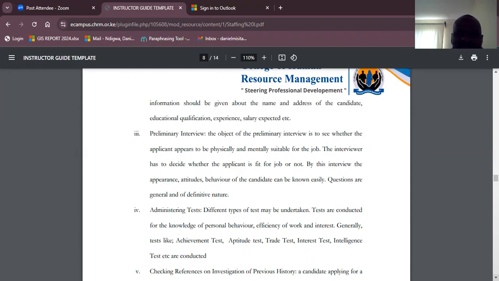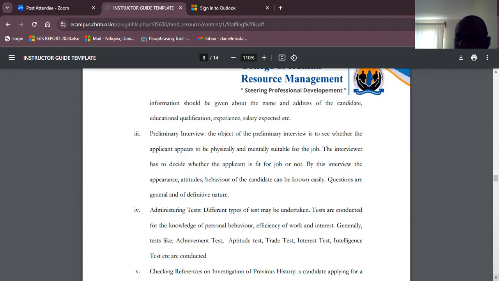So then the other step is a preliminary interview, where you can decide to have an oral interview. The main focus of the interview basically is to get the suitability of the candidate for that position, either in terms of physicality or mentality for the job. Remember, when you have a one-on-one interview, it is very easy for the interviewer to understand the character of the person being interviewed. So the preliminary interview is very important because it helps you understand the attitude and behavior of the candidates more easily. And you can also ask as many questions as you want for purposes of making a decision at the end of the day.